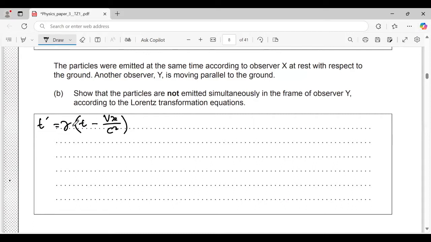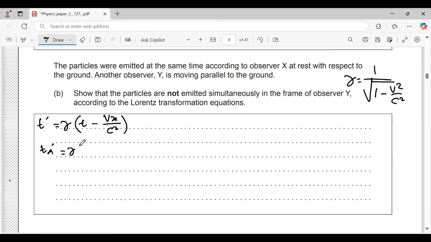And what else? Oh, gamma. Gamma is the Lorentz factor. The Lorentz factor is this one: gamma equals 1 over the square root of 1 minus v squared over c squared. That one. While c is the speed of light, right? So for observer Y, the time of emissions is calculated according to the rule like this, t'A. Okay. This is for observer Y.